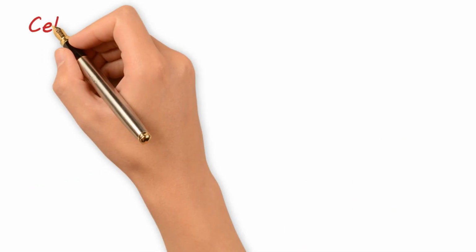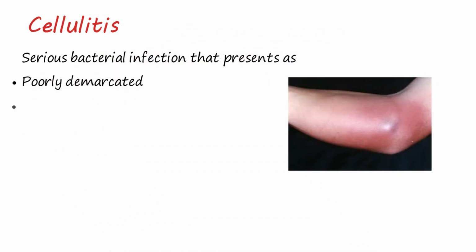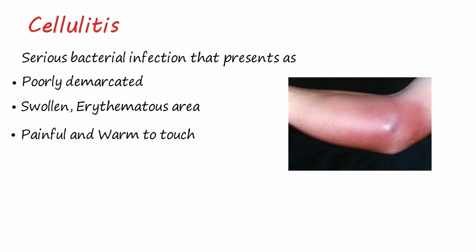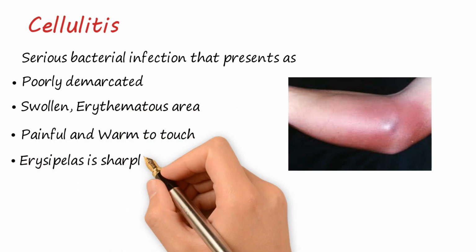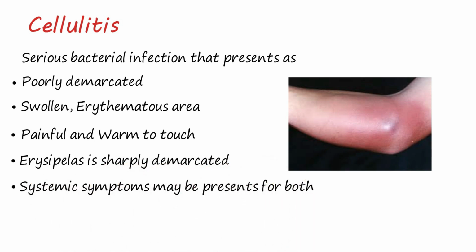Second is Cellulitis. It is a serious bacterial infection that presents as a poorly demarcated swollen, erythematous area that is painful and warm to touch. Erysipelas is sharply demarcated. Systemic symptoms may be present for both.